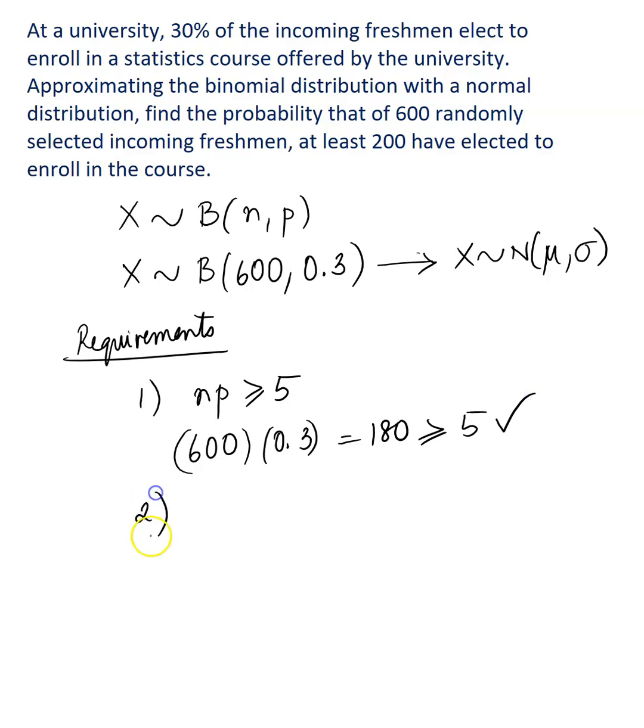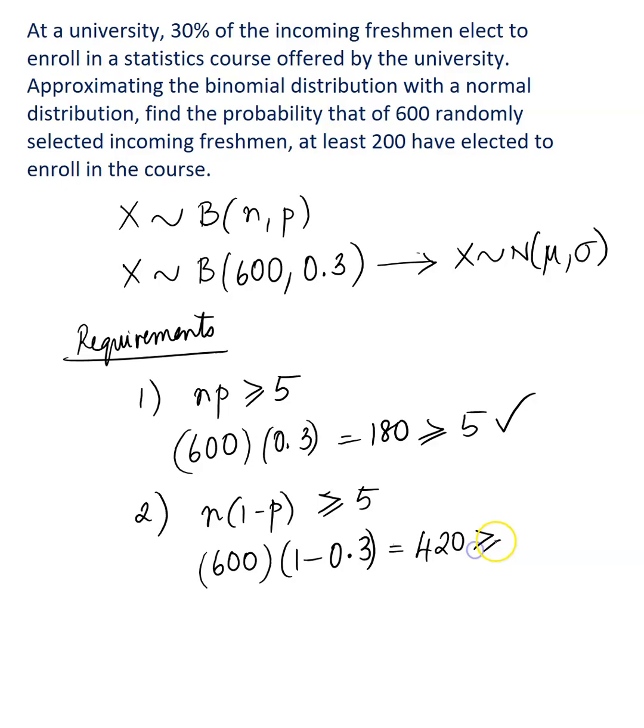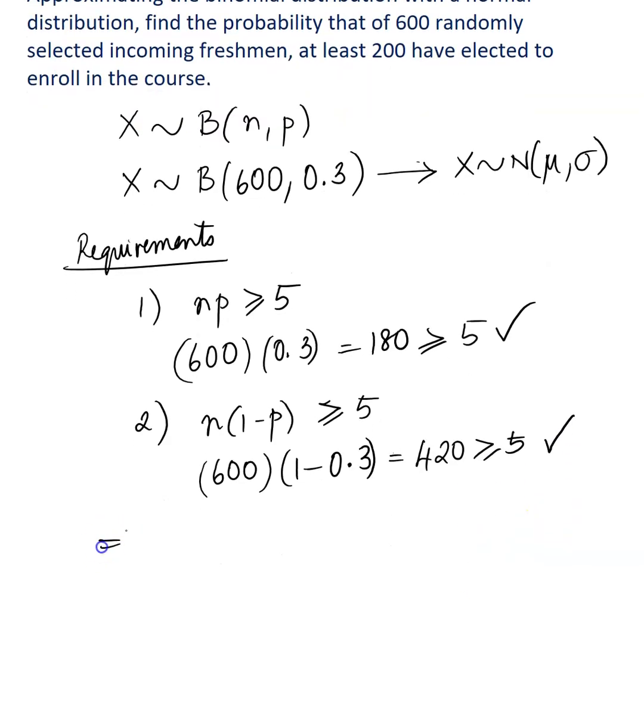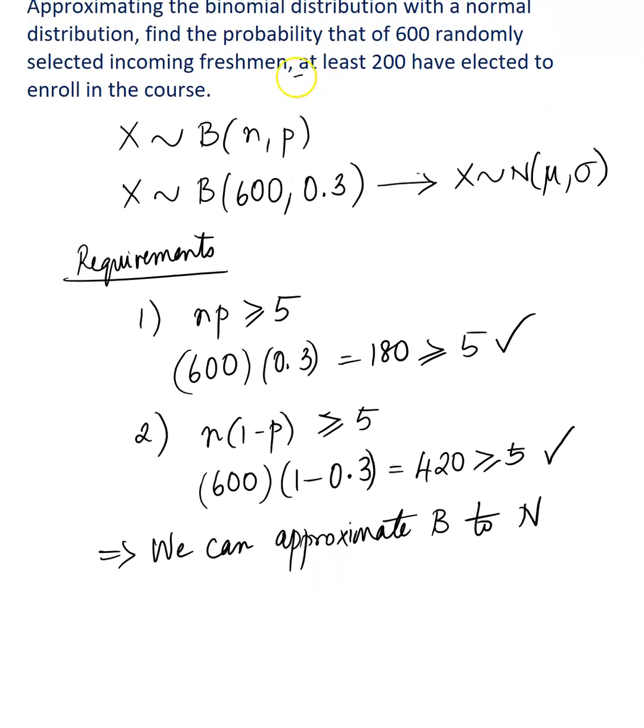We got that. And the second condition was n times 1 minus p should be greater than or equal to 5. So 600 times 1 minus 0.3, which is 0.7, is 420, which is greater than or equal to 5. Since they both are greater than 5, this implies that we can approximate binomial to normal.